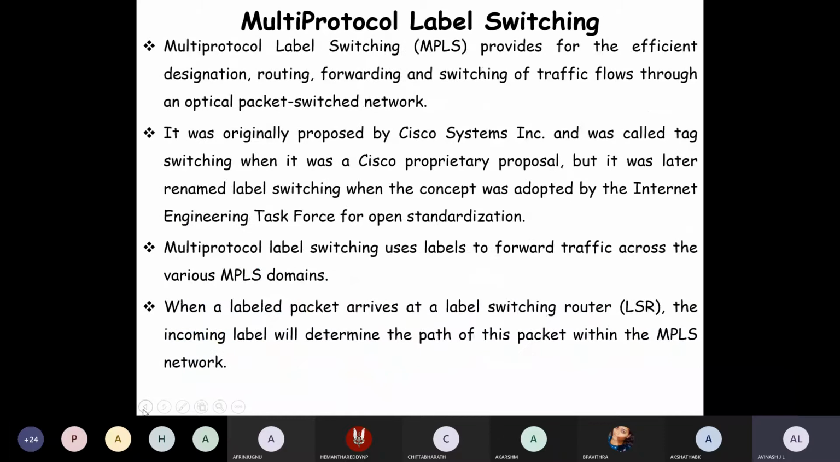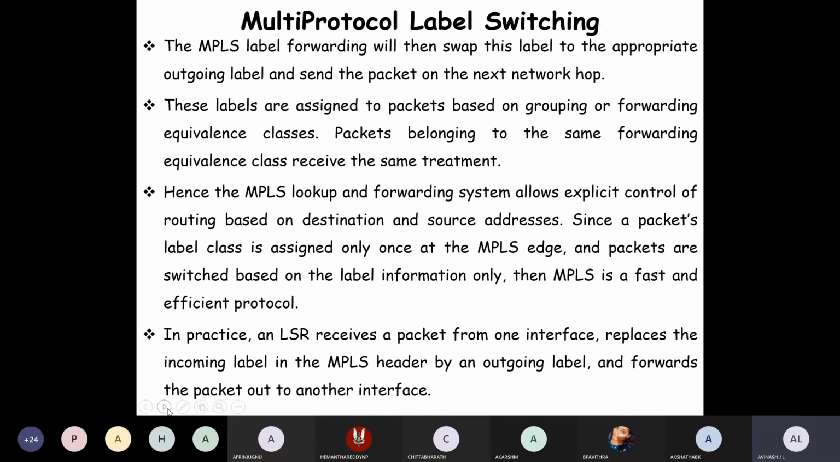Next we can see multi-protocol label switching. Multi-protocol label switching provides efficient designation and routing of traffic flows through an optical packet switching network. This was originally proposed by Cisco Systems and was called tag switching. Multi-protocol label switching uses labels to forward traffic across the various MPLS domains. The explanation of it is given here. You can go through it.